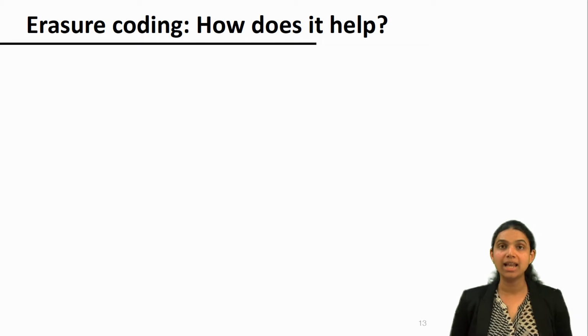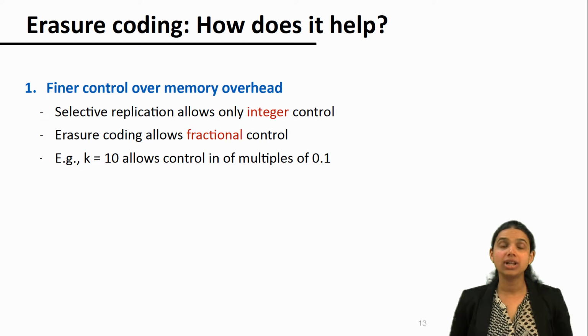So how does erasure coding help EC-Cache in achieving load balancing and reducing read latencies? There are 4 main reasons. First, erasure coding allows for finer control over memory overhead of the objects. Under selective replication, one can either cache a full replica of an object or not, thus allowing us to control the memory overhead only in multiples of 1. On the other hand, erasure coding allows for fractional control. For example, if we choose K equals 10 for an object, each additional parity adds a memory overhead of only 0.1, thus allowing us to control the memory overhead of that object in multiples of 0.1.